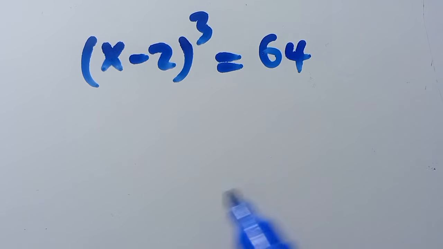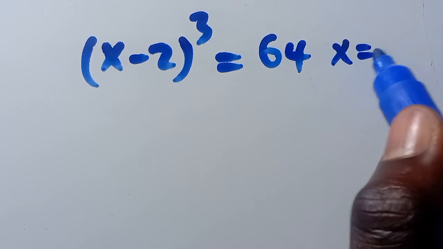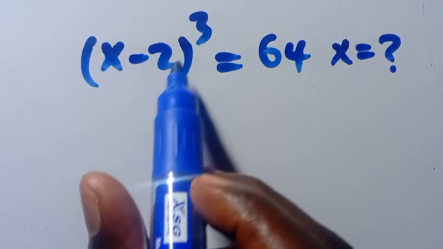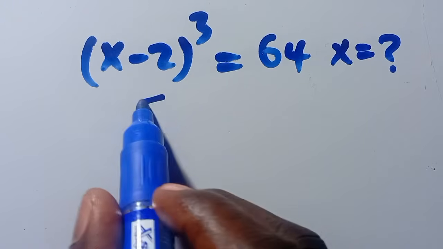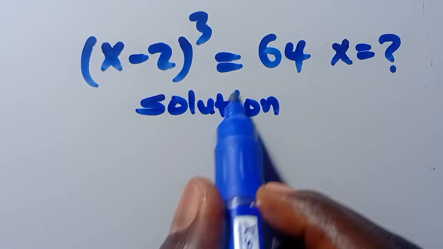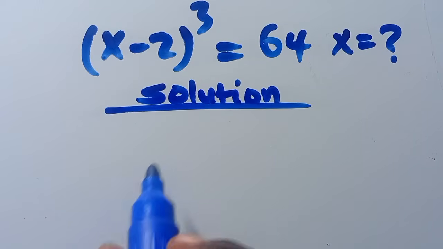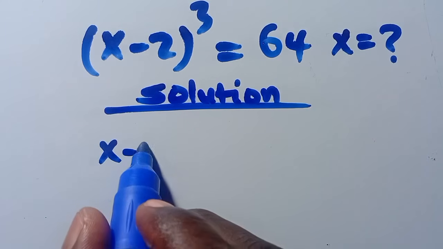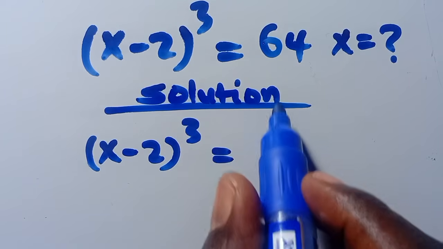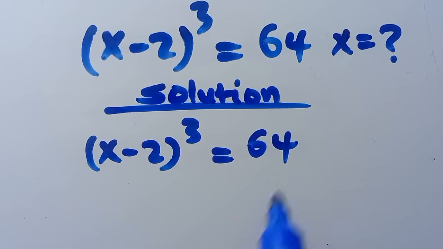Hi, in this video, let's find the value of x, given that you have (x - 2)^3 = 64. Then the solution from here: we have (x - 2)^3 = 64.